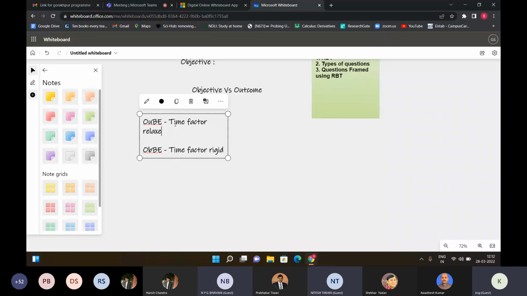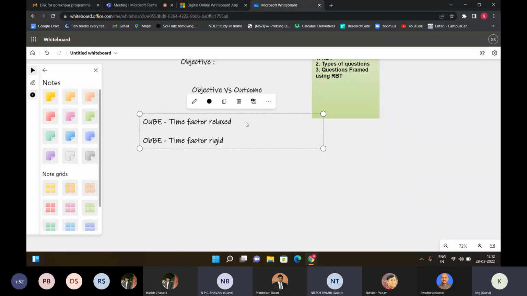So why do you relax this time factor? For a simple reason: in the case of outcome based education, the teacher or the educationist feels that every student has their own learning capability and their own learning differences. So you cannot expect all the students to reach the goal post on the same day. Whereas in objective based education, it was expecting all the students to reach the goal post on the same day, but that is not taken into consideration in outcome based education. So this is the first difference between objective based education and outcome based education.